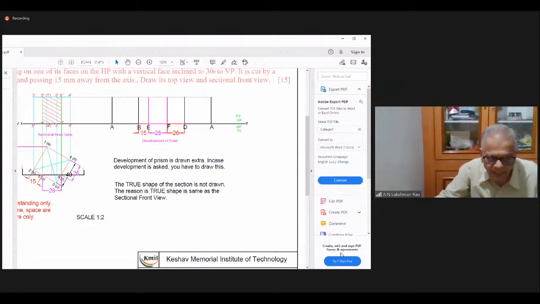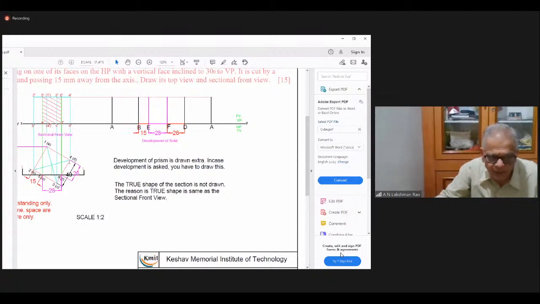Dear student, why am I not marking BC? Because C is no more here. This triangle has been cut off. I can't put C here because C is not there. So from B to E, I have got 15. At 15, I mark E. From E to F, I have measured it. It is 28. From E to F, mark 28.